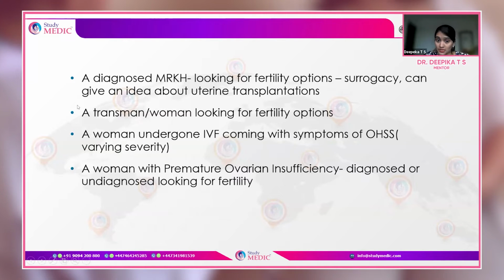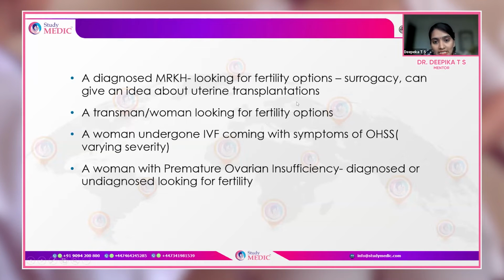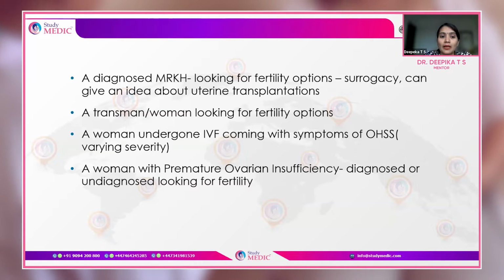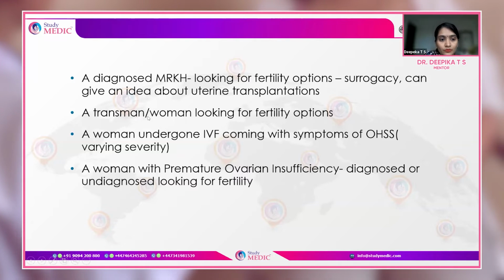You can have MRKH syndrome, so you have to talk about surrogacy. You can give an idea about uterine transplantation. It is not available in all NHS trusts. You can always say, I can inquire and let you know. And it's an option, but it is not widely available in all the NHS in the UK.